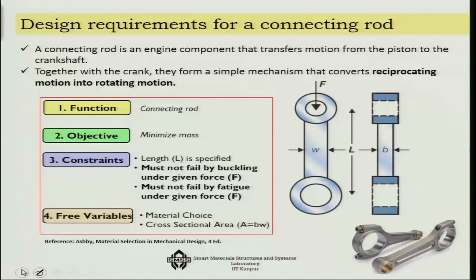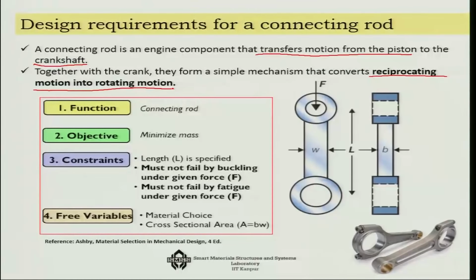A connecting rod is an engine component that transfers motion from the piston to the crankshaft. So, essentially, as the piston is giving a reciprocating motion, it is putting that force to the crankshaft, so that the crankshaft can go from reciprocating to rotating motion. So, it is the other way round of a crank slide mechanism. That means the sliding is coming from the piston and the crank is in this case getting rotated by the connecting rod, the force that is transferred by the connecting rod.